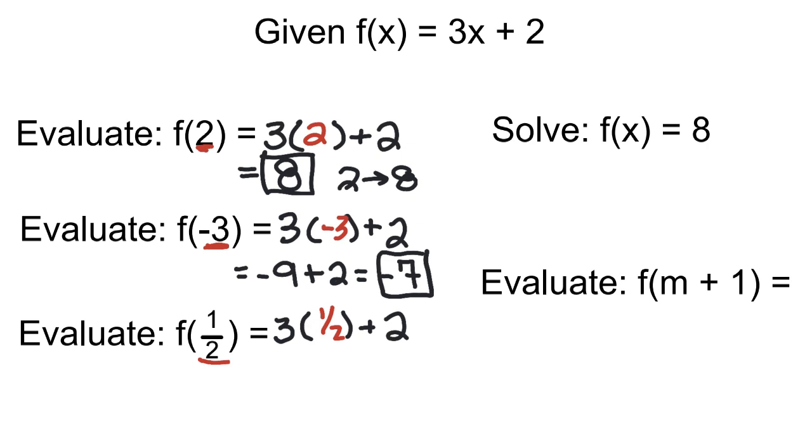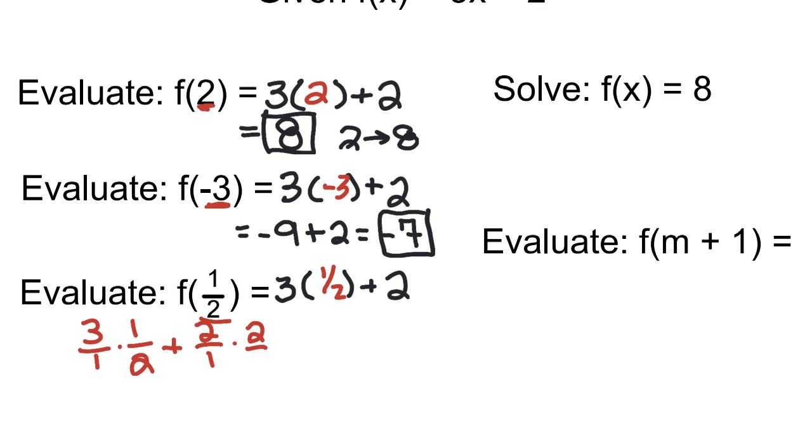I don't care how. The way I do this is I rewrite it as 3/1 times 1/2, because 3 can be written as 3/1, plus 2/1, and I'm going to multiply that by, I don't know if it copied it down, it did not. Let's see if I can move this up. I'm going to multiply it by 1. 2 divided by 2 is still 1.